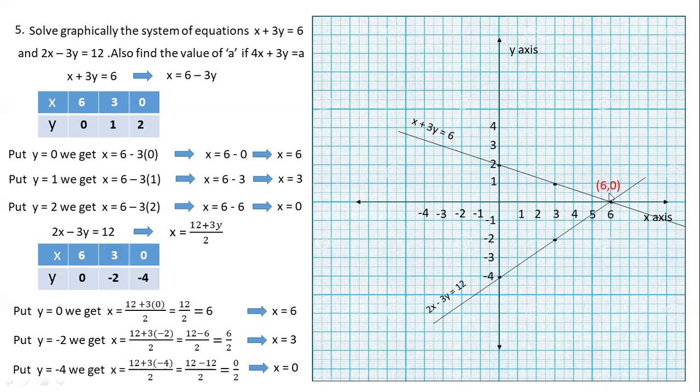Now, what do I have to do next? We have found the value of x and y. We have to calculate this. So let's start. A is equal to 4x plus 3y. Let's put 4 into 6 plus 3 into 0. So A is equal to 6 4s are 24, 3 zeros are 0. So the value of A is 24. Am I clear?